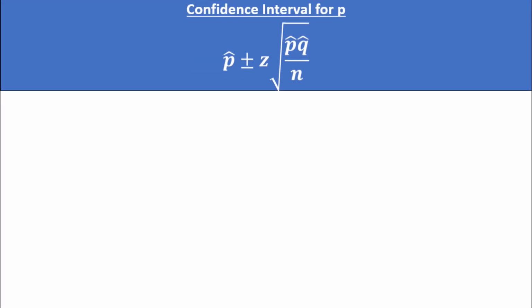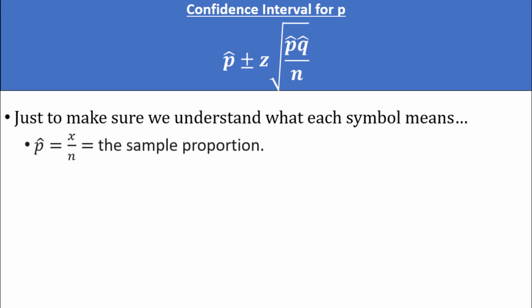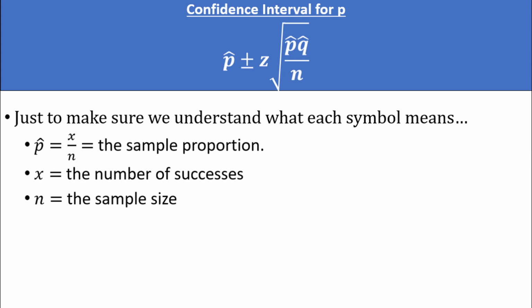Let's dive a little bit deeper into the formula. You are most likely familiar with most of these symbols, but let's just make sure. P hat is the sample proportion, which serves as our point estimate, and can be found by taking the number of successes, x, and dividing by the sample size, n. By number of successes, we just mean how many individuals have the characteristic that you are looking for, such as believing in extraterrestrial life.